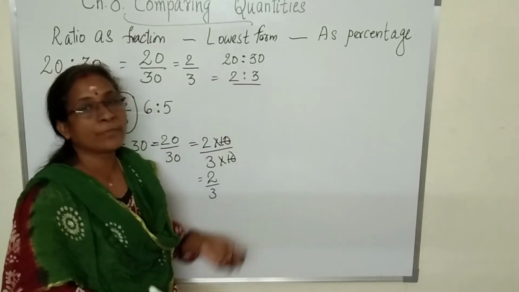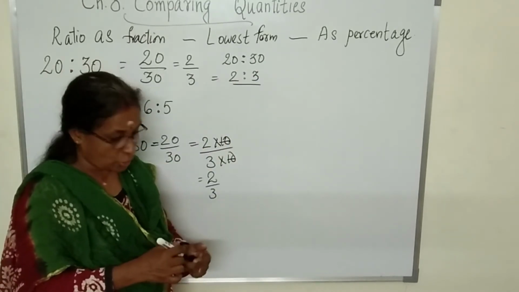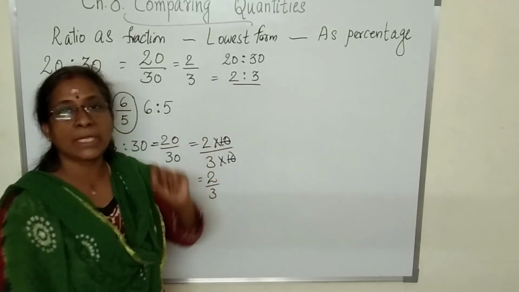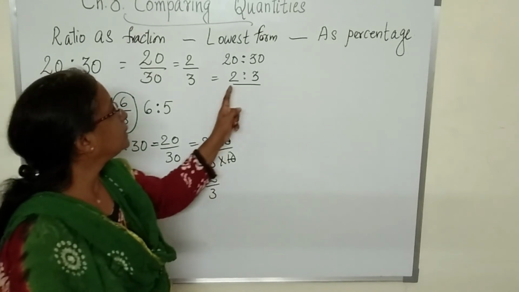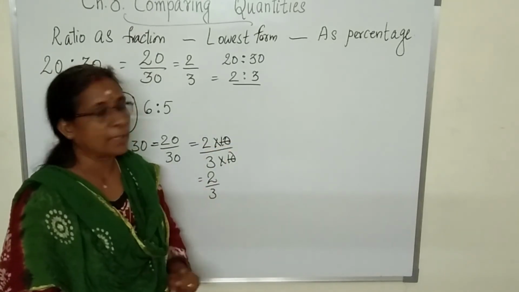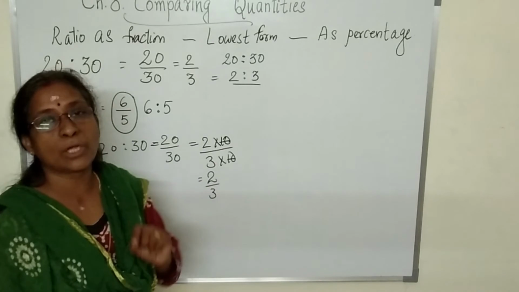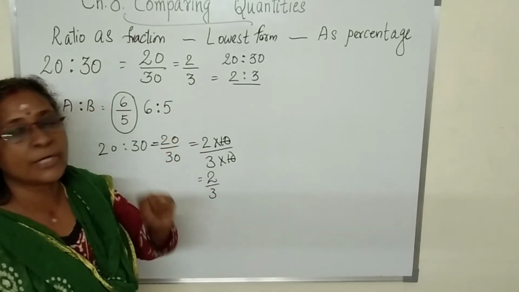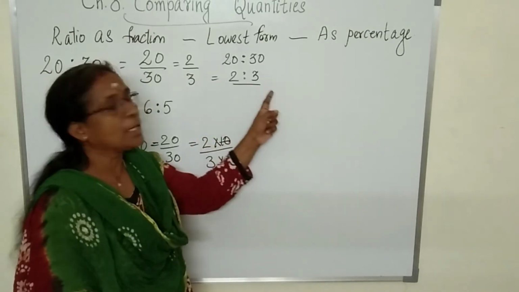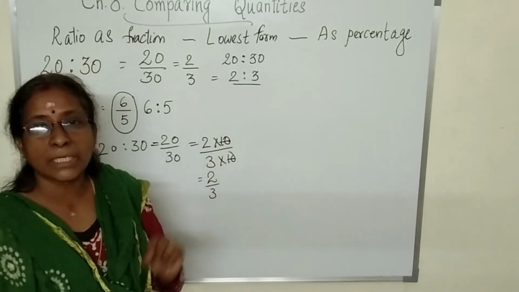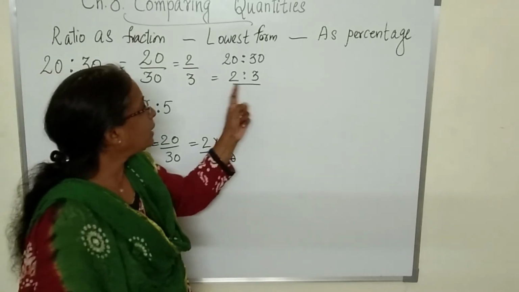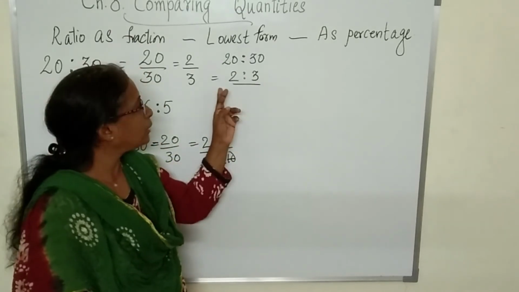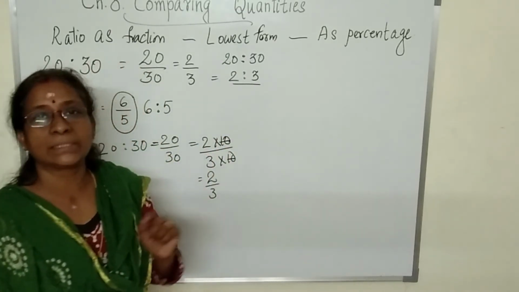Now, how will you come to know whether the ratio is in the lowest form or not? We need to check the terms. If the terms don't have any common factor, then the ratio is in the lowest form. So, what is the ratio in the lowest form? Ratio in the lowest form is a ratio in which the terms do not have any common factor other than 1, or their HCF is 1.